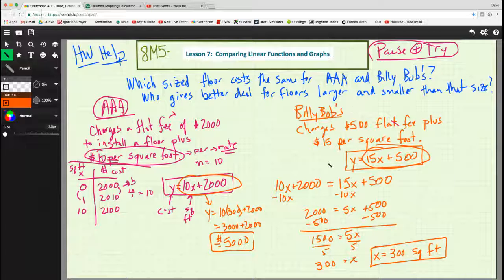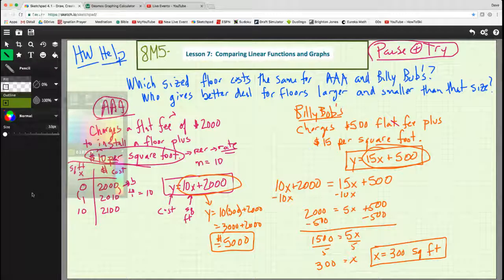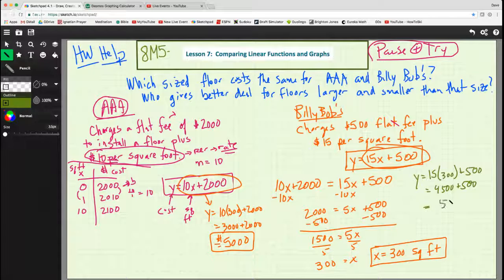Now we know Billy Bob's got to charge the same because we just solved these simultaneous equations, but let's just verify that for fun. Let's just verify that, yes, indeed, Billy Bob will charge the same. And this is so cool how this works out. Watch. y equals 15 times 300 plus 500. Well, that's 4,500 plus 500. And so that's 5,000. Totally cool that that works out. It has to, because math is perfect.